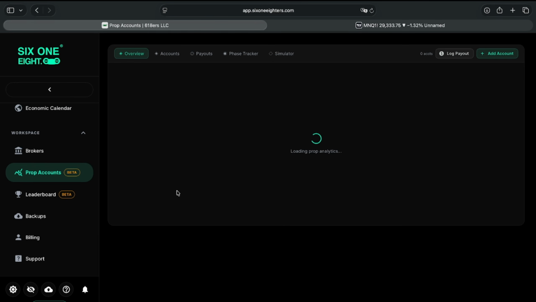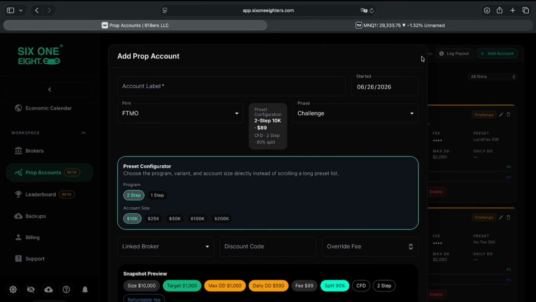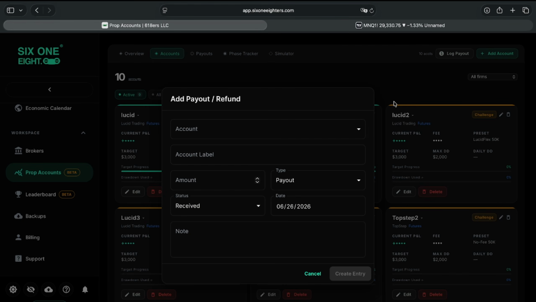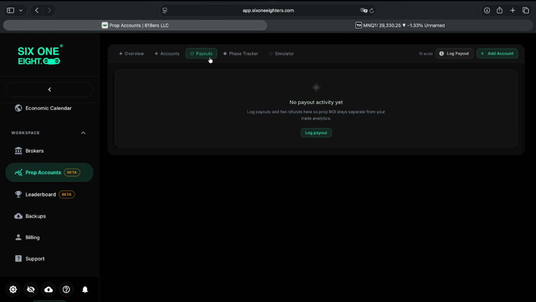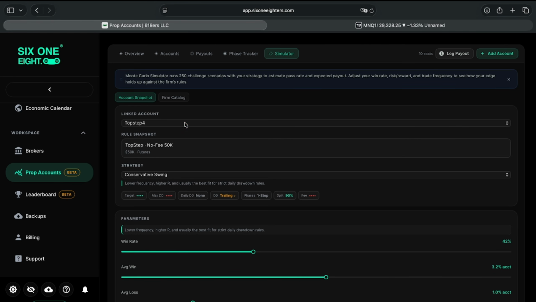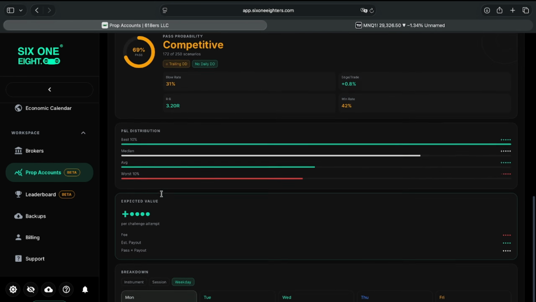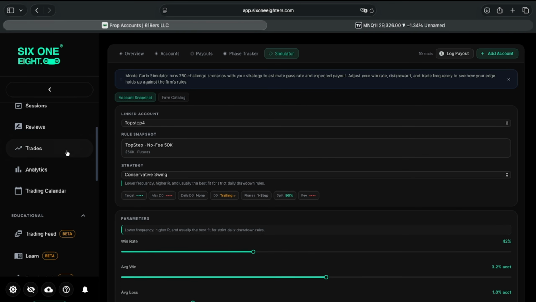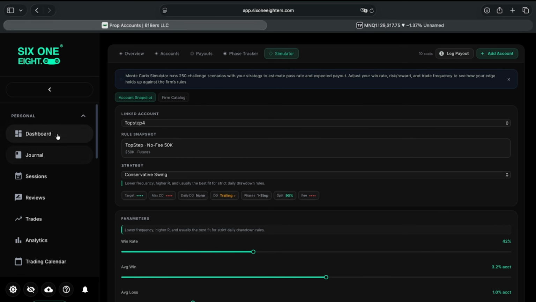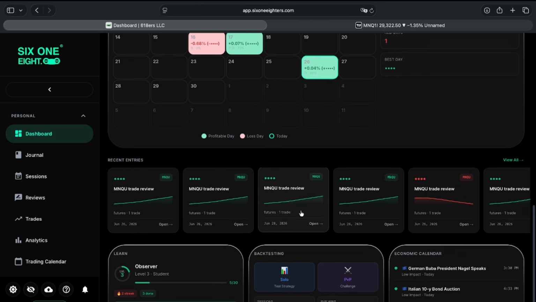Or, for example, you can also take care of your prop firm accounts. Say you have a Lucid account, you put it here, you can add another account, and log another account, and figure out how many payouts did I have, what phase am I in. You can also stress test your strategy, and so on. Okay, so let's go back to the dashboard. And today we had this.